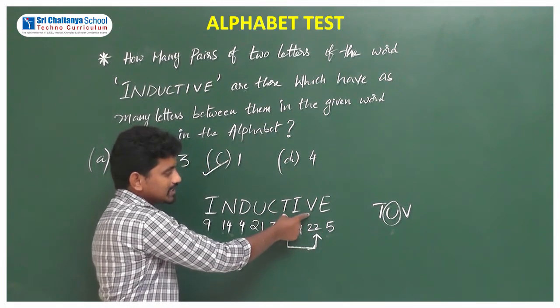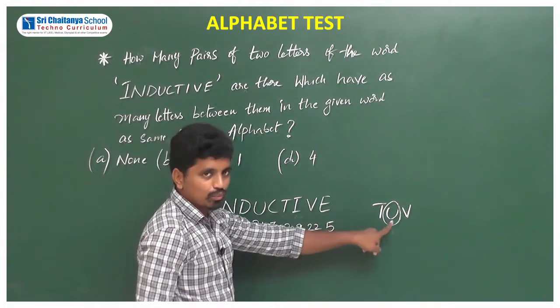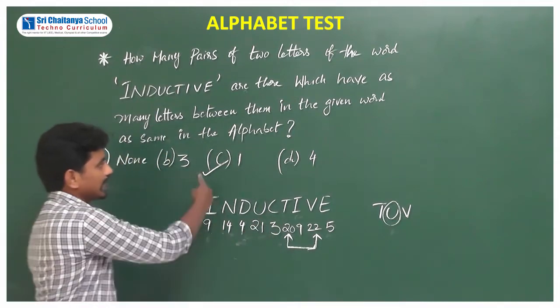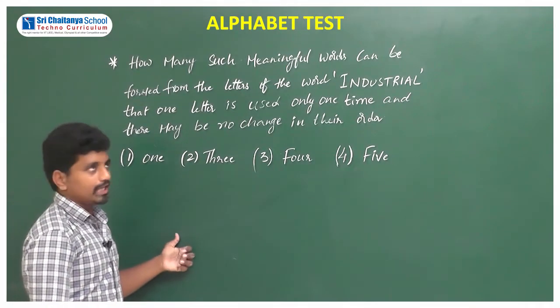So how many letters in between those two? One letter. How many letters in the alphabet? One letter. So this is the correct pair, and we will get only one pair. Next question in the alphabet test.